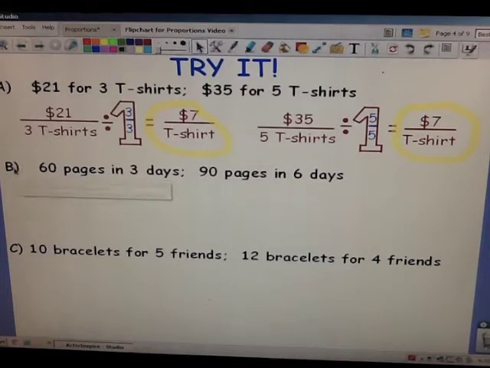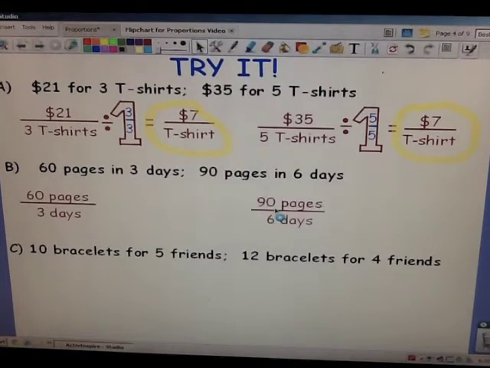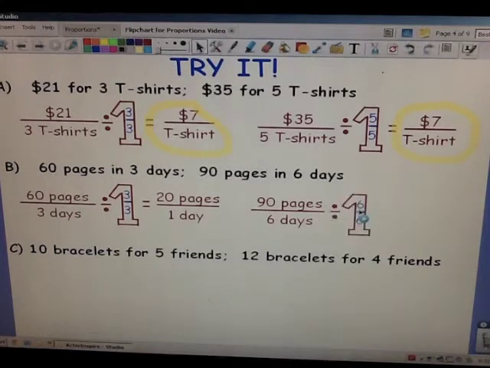Example B, 60 pages in 3 days, 90 pages in 6 days. Again, first step is to write it in fractional form. Write each ratio in fractional form. Then find the unit rate. To do that for the 60 pages to 3 days, we divide top and bottom by 3 and we get a unit rate of 20 pages per day. Do the same thing for 90 pages per 6 days. You divide by 6, both top and bottom, and we get a unit rate of 15 pages per 1 day.